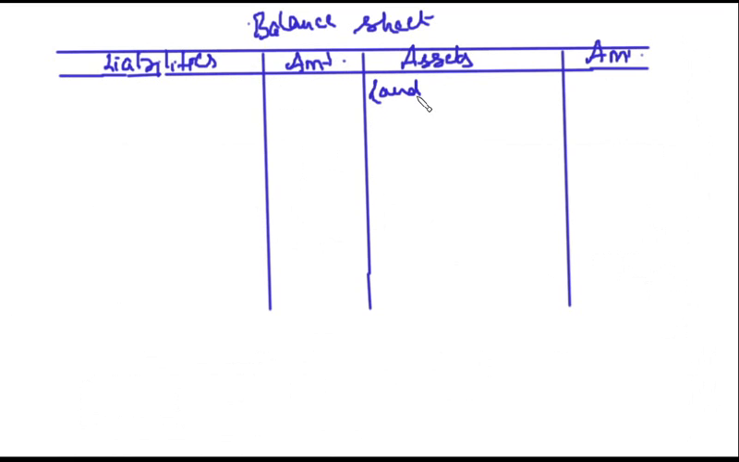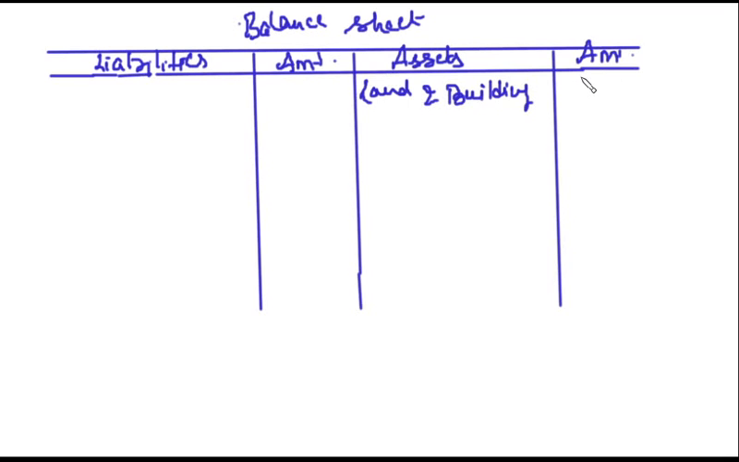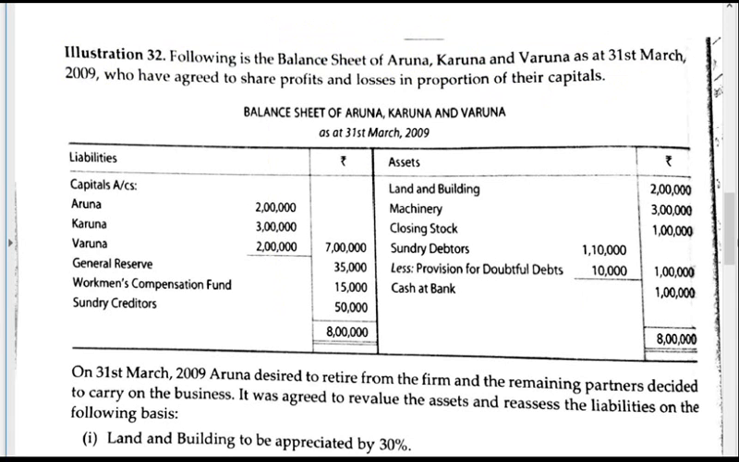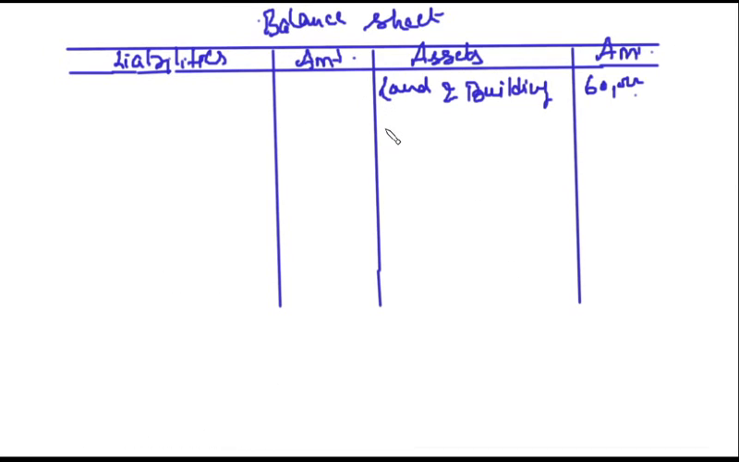So we'll say land and building at 60,000. Clear? Next, machinery 3 lakh. It has been depreciated by 20%. If you see the revaluation account, it has been depreciated by 60,000. So what is the value of machinery left with us? It is 2,40,000. Sorry, land and building, I've taken it wrong. It has been appreciated by 60,000. So the value of land and building will be 2,60,000.